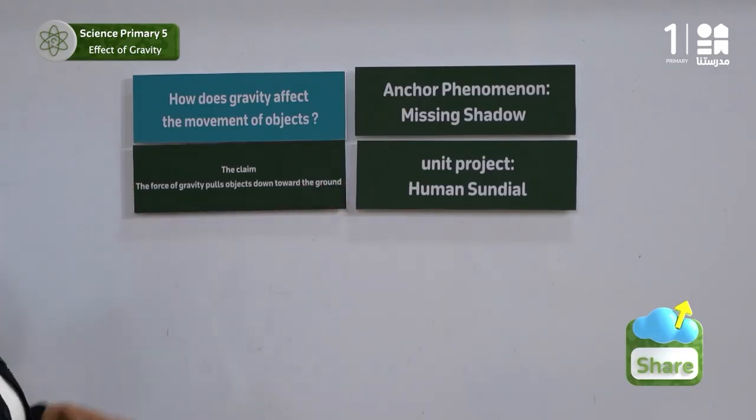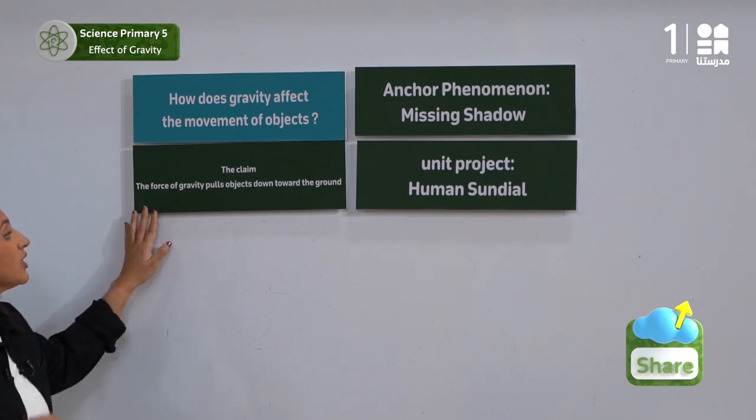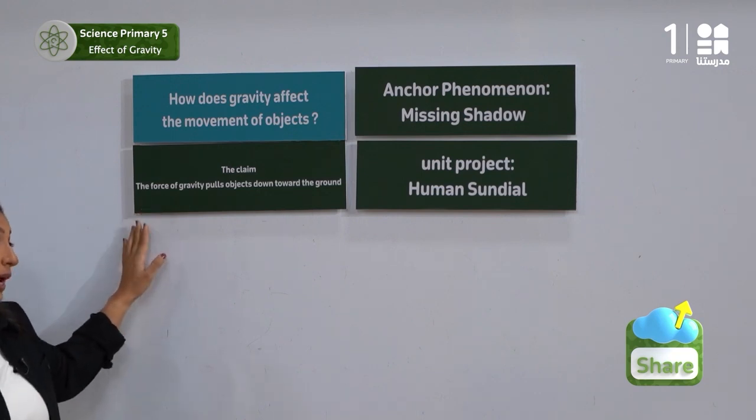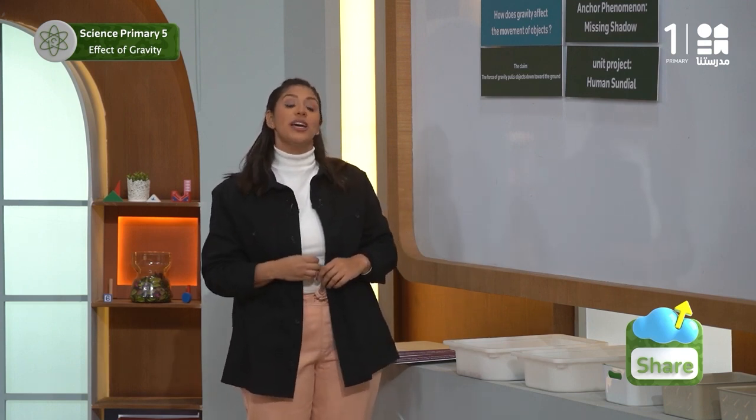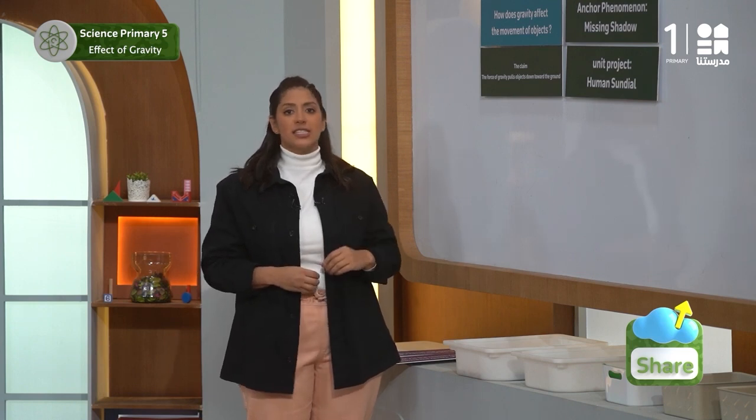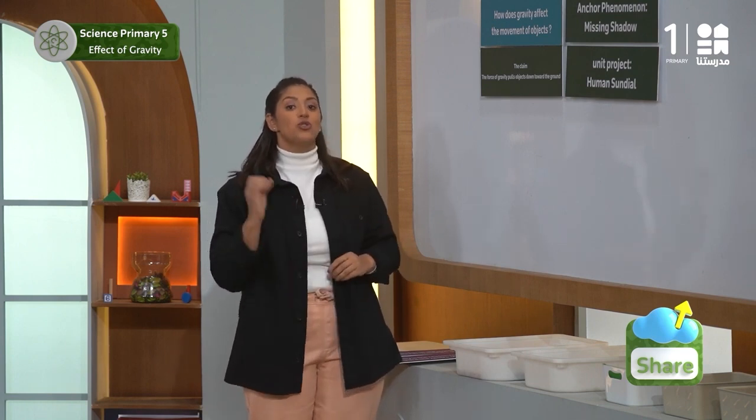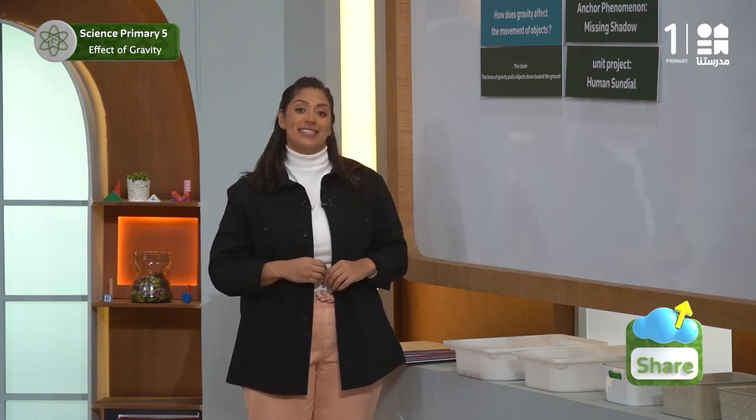So the claim here was the force of gravity pulls objects down towards the ground. And you already know that a claim is a one-sentence answer to the question you investigated, and it doesn't have a yes or no. Now, try to think of the pieces of evidence that we use to answer this question.